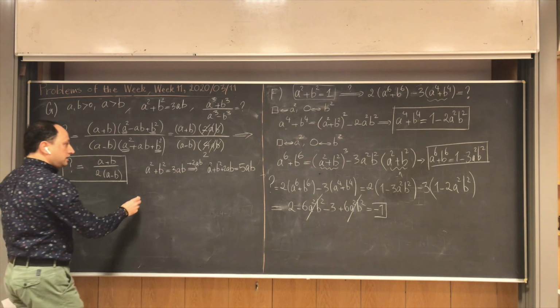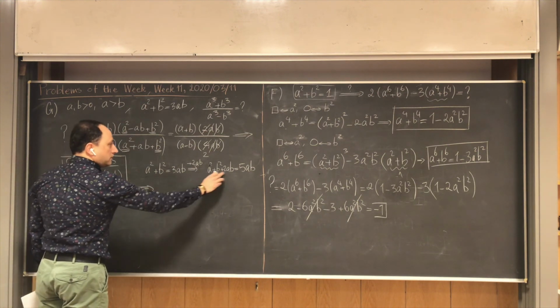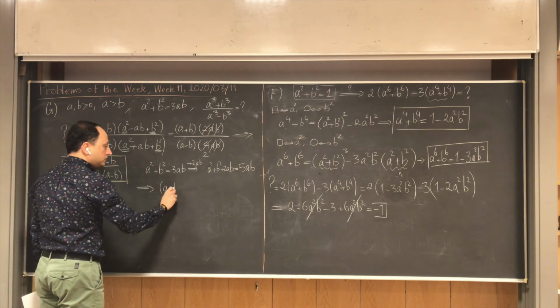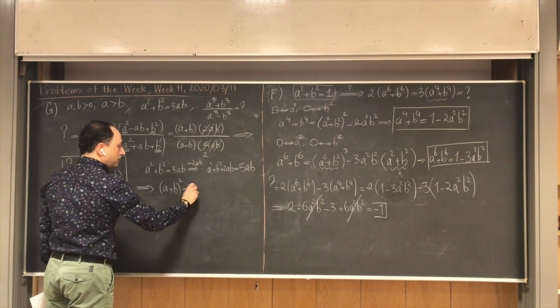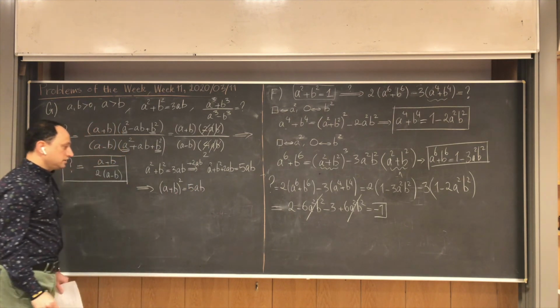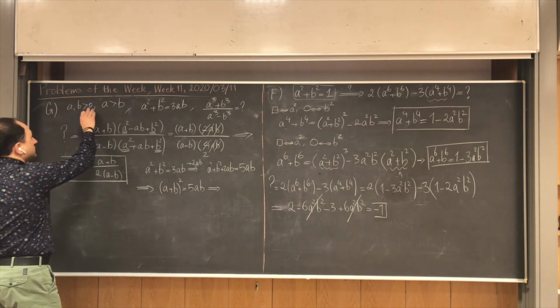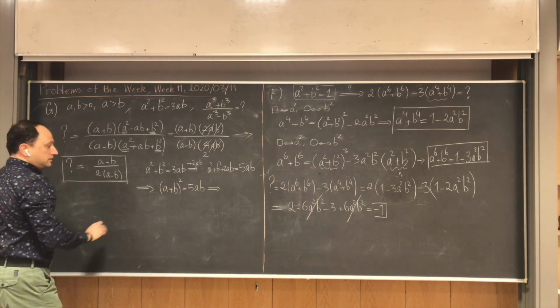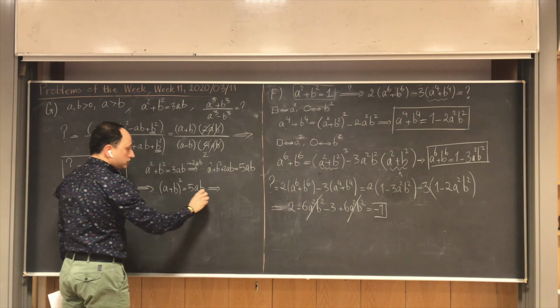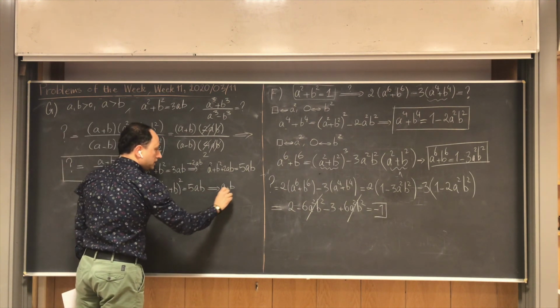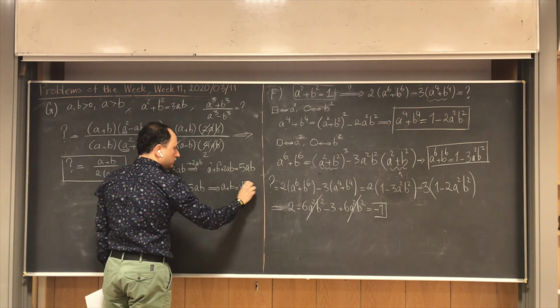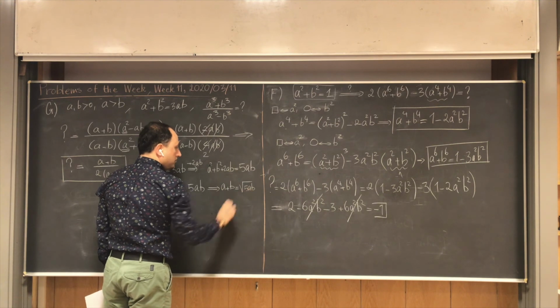Okay, so why is this good? Then this becomes (a plus b) to the 2 is equal to 5ab. Yes? So then it means that, you see, a and b are said to be positive and a is greater than b. So everything is positive. So I take a square root from both sides. Then it becomes square root of 5ab.